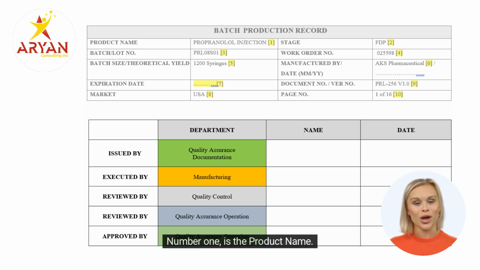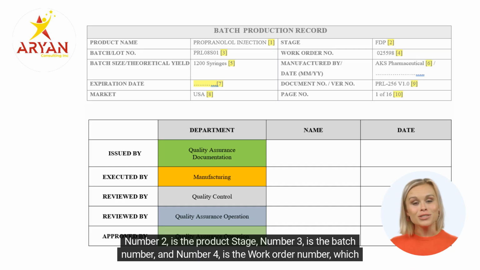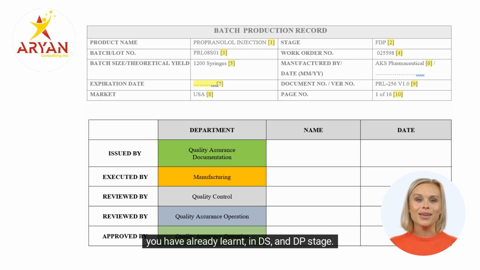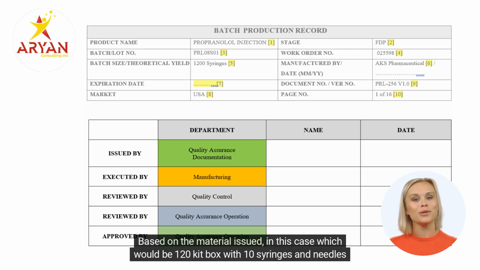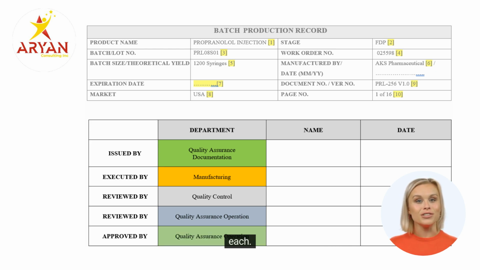Number 1 is the product name. It must be spelled accurately. Number 2 is the product stage, number 3 is the batch number, and number 4 is the work order number, which you have already learned in DS and DP stage. Number 5 is the batch size or theoretical yield, which is decided before starting the formulation process, based on the material issued. In this case, it would be 120 kit box with 10 syringes and needles each.